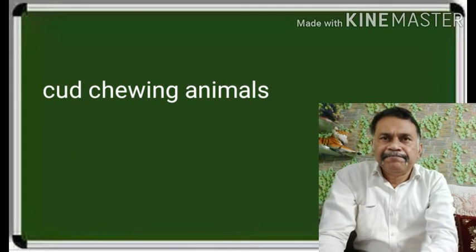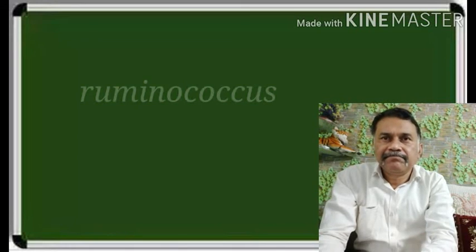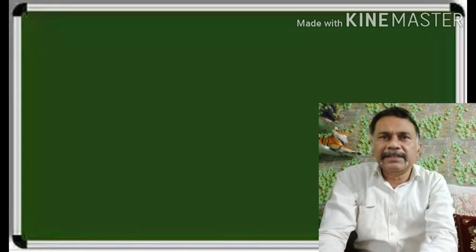Now, the digestive system of these ruminants has some special type of bacteria, ruminococcus. They help in the digestion of cellulose, which we cannot digest. Human beings cannot digest cellulose, but grass eating animals can digest cellulose because of the presence of that special type of bacteria, ruminococcus, etc. This is about the cud chewing animals or ruminants.